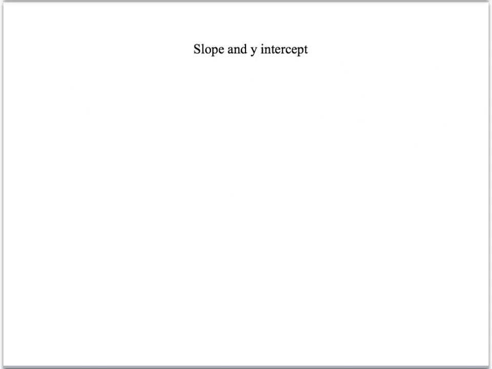Okay, let's do the easiest one first. What if I'm given the slope and the intercept? I'm just going to use my finger because I'm having stylus issues. So let's say I'm given the slope is 1/2, and my y-intercept is -4. And so I need to put it in slope-intercept form.